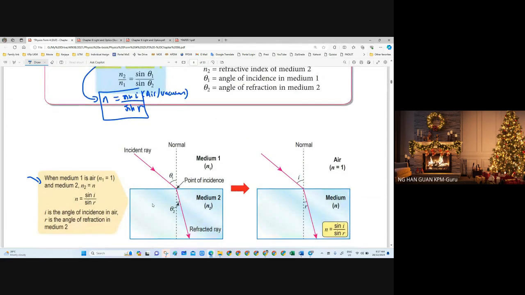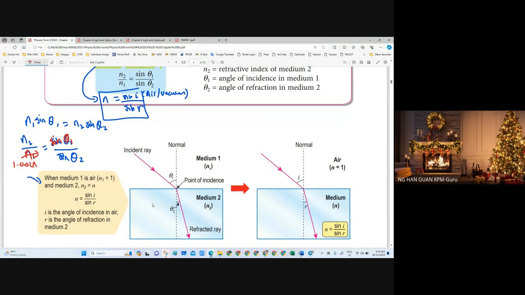From the formula itself, if N1 sin theta 1 equals N2 sin theta 2, when we rearrange it, we have N2 over N1 equal to sin theta 1 over sin theta 2. Here is the N1 sin theta 1.